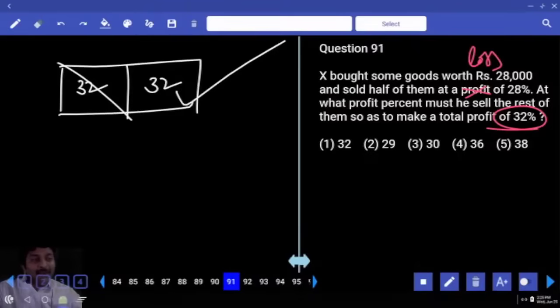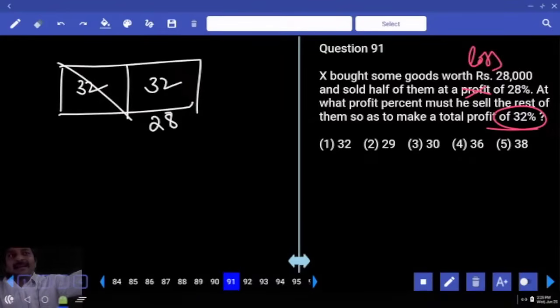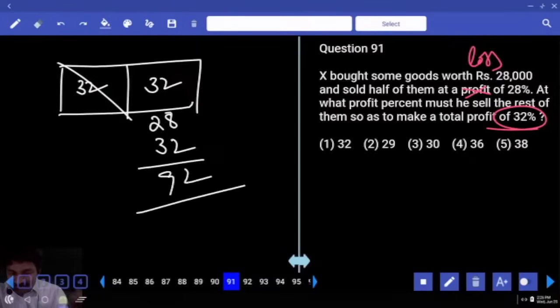On the first part, what is made? Loss is made. You have to compensate that loss. So you need to get 28 more. Loss is compensated, that means on the first item there is no profit, no loss. But how much is required? Now that 32 also we need to get by selling this item only. 28 plus 32 is 60, plus 32 is 92. Second item you need to sell at 92%.